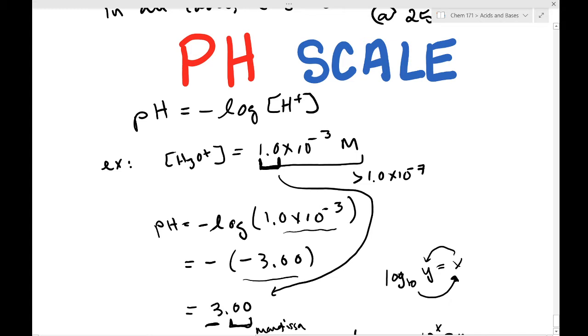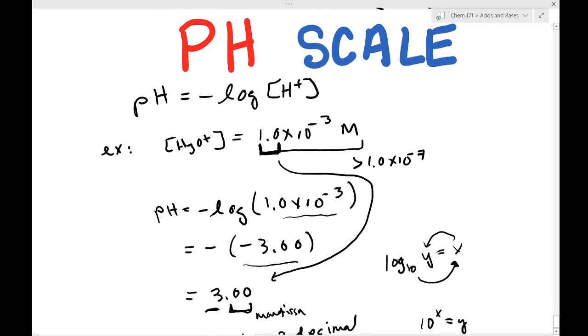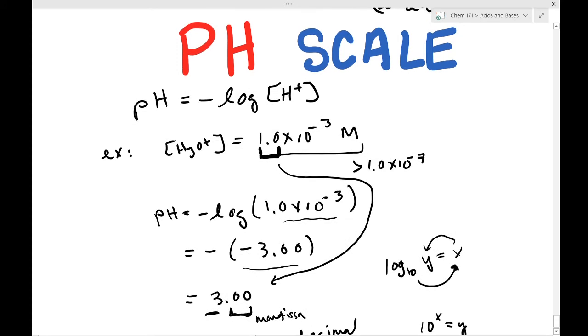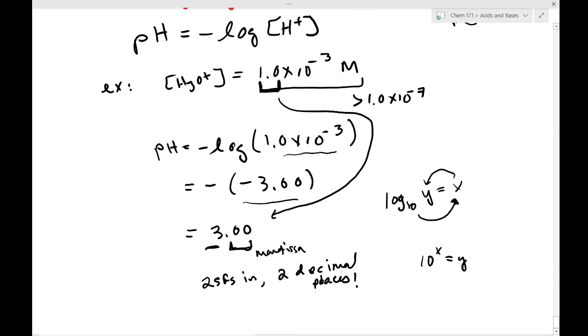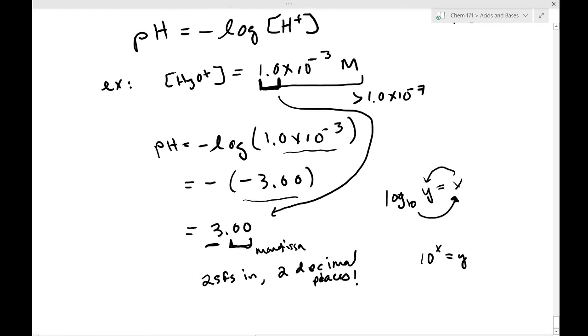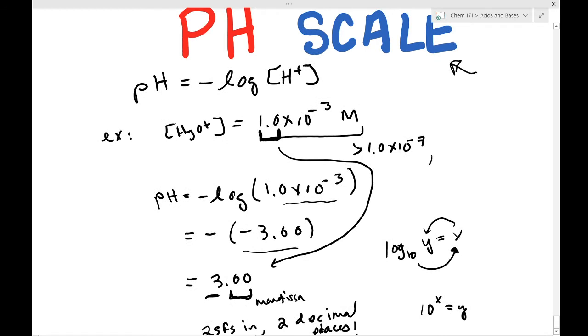Okay, so we left off last time talking about this pH scale. I just made this a little bit fancier. We solved for the negative log of the H plus, of this H3O plus solution that's at 1.0 times 10 to the minus 3 molar, and we found that it has a pH of around 3.0. We know that it's acidic because the concentration is greater than 1.0 times 10 to the minus 7.